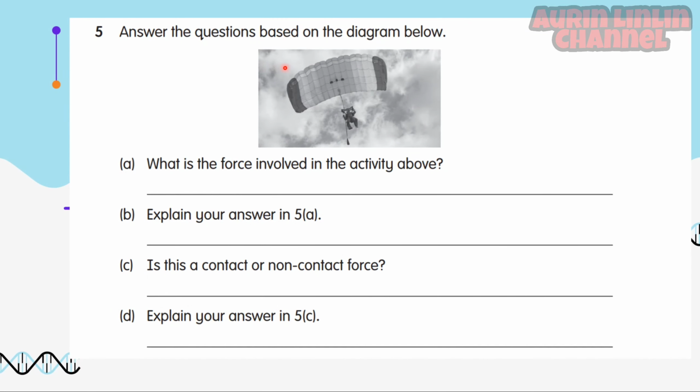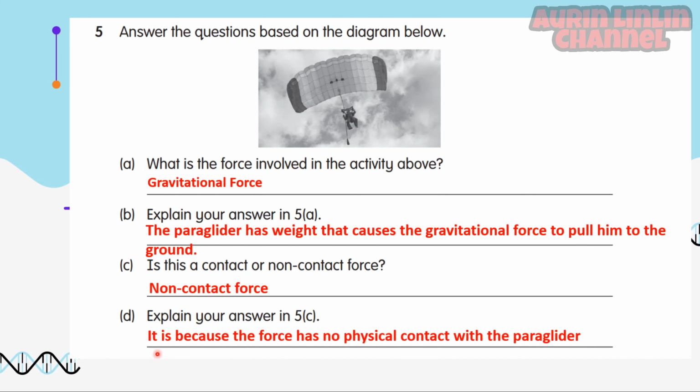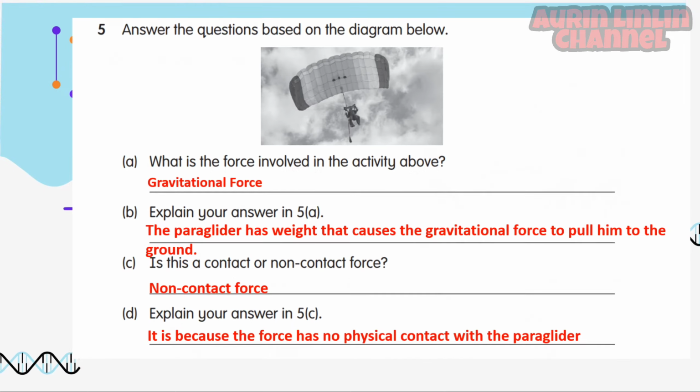Answer the questions based on the diagram below. A. What is the force involved in the activity above? The answer is gravitational force. B. Explain your answer in 5A. The paraglider has weight that causes the gravitational force to pull him to the ground. C. Is this a contact or non-contact force? And the answer is non-contact force. D. Explain your answer in 5C. It is because the force has no physical contact with the paraglider.